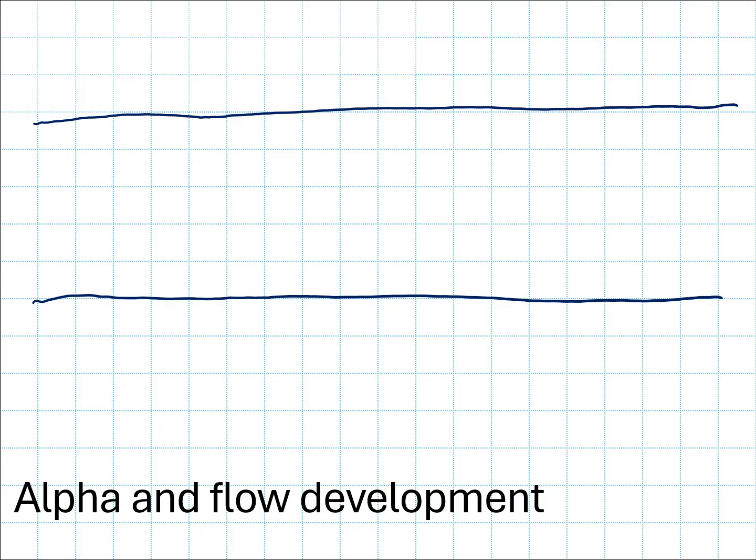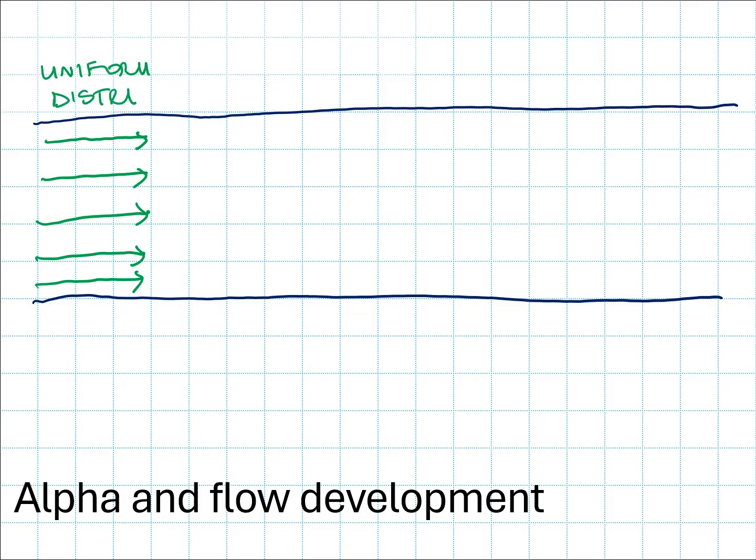So first, let's consider what a uniform velocity distribution might look like in this scenario. All of my velocity arrows have the same magnitude. So my velocity profile is just like a straight line here. All of my arrows are of the same magnitude. Then let's think about a non-uniform velocity profile.